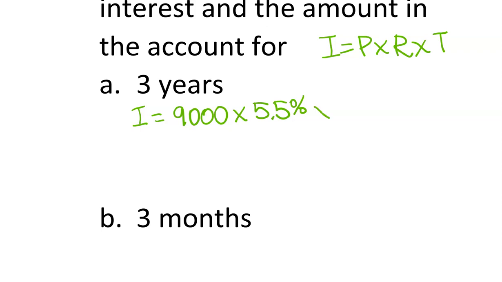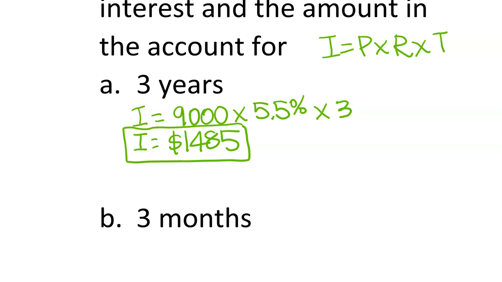When you are looking at 3 years as a fraction, anytime it's an annual rate, you don't need a fraction. It's basically an annual rate the way it is. So all we're going to do is multiply 9,000 times 5.5% times 3. Oops, I hit a wrong key. So $1,485. Okay, so that would be the total interest.